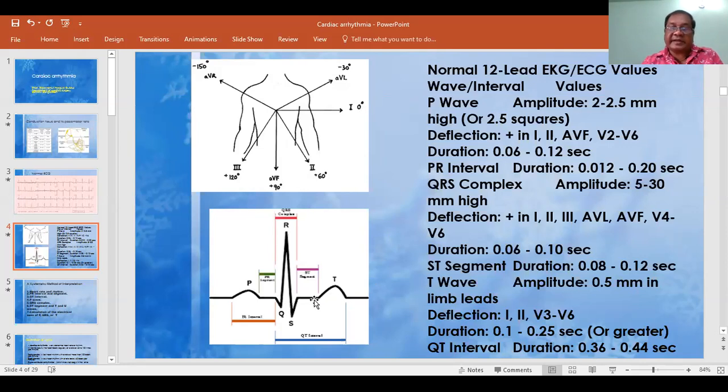This is the ST segment. Its duration is 0.08 to 0.12 second. And this is the T wave. Its amplitude is 0.5 millimeter in the limb leads, and duration is 0.1 to 0.25 second. The QT interval, from the starting point of the Q to the end of the T wave, is the QT interval. Its duration is 0.36 to 0.44 second.